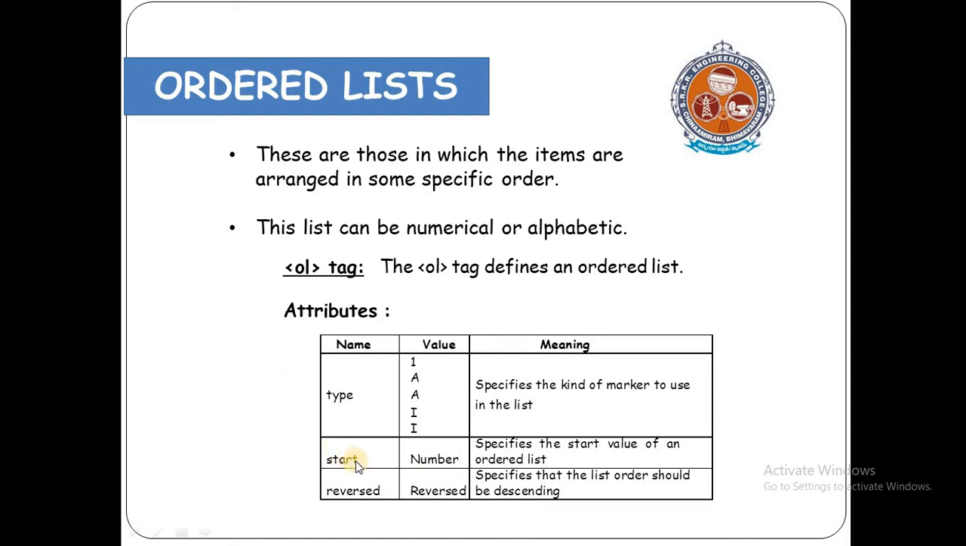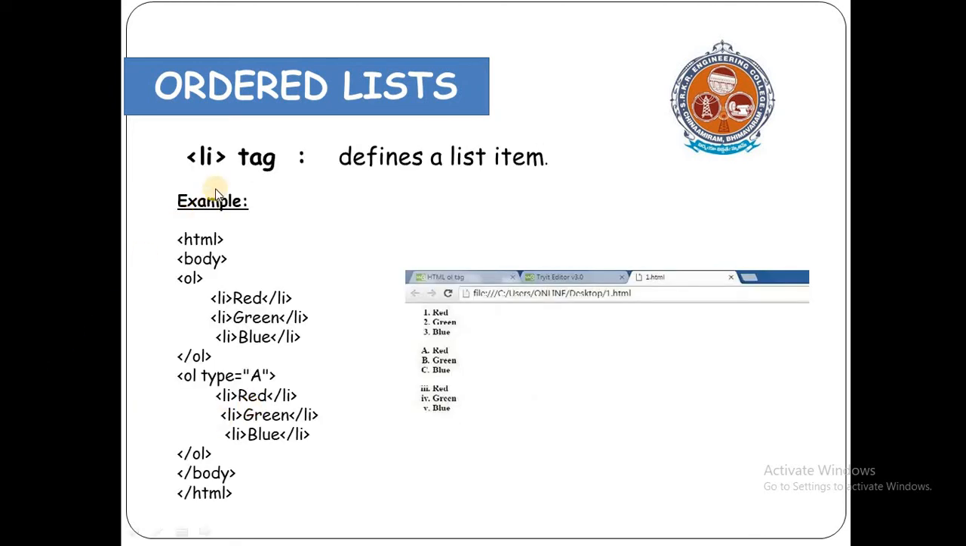We can have start also. If you want to start your list from 5, just give start equal to 5. If you want to reverse from 5, 4, 3, 2, 1, use the attribute reverse. The OL tag defines that it is an ordered list, and if you want to add items in this ordered list, you must use the li tag.